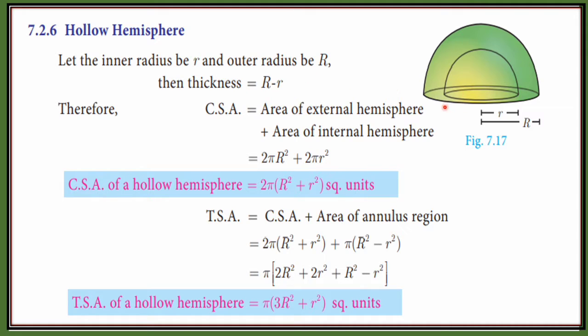Then the area between these two surfaces is called the thickness. The thickness is calculated by capital R minus small r.